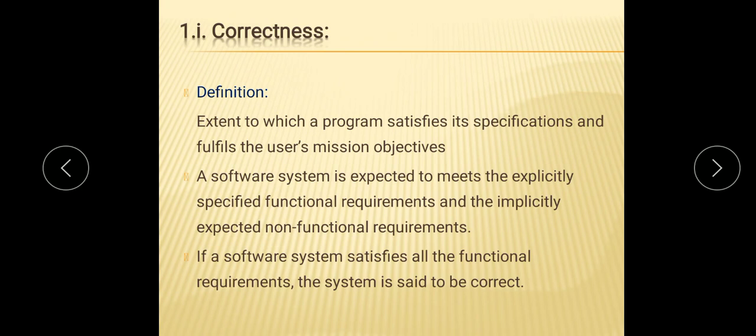Now, the first key factor for the product operation is correctness. If you go for the definition, it is the extent to which a program satisfies its specifications and fulfills the user's mission objectives. A software system is expected to meet the explicitly specified functional requirements and the implicitly expected non-functional requirements. If a software system satisfies all the functional requirements, the system is said to be correct. That means if it can run in all situations, and if it can run according to the specification and the design by the software design team, then it can be treated as a correct software.